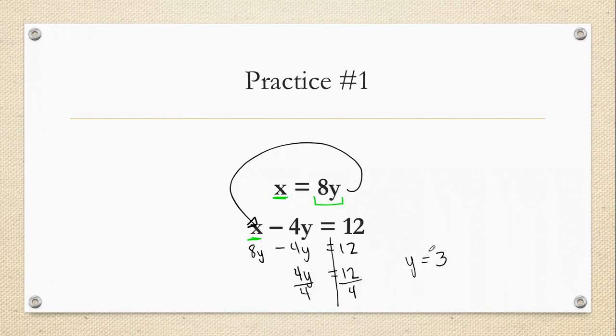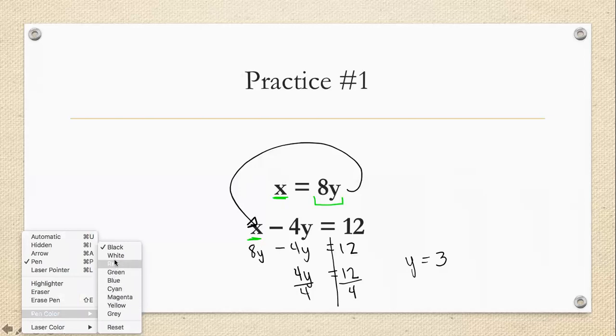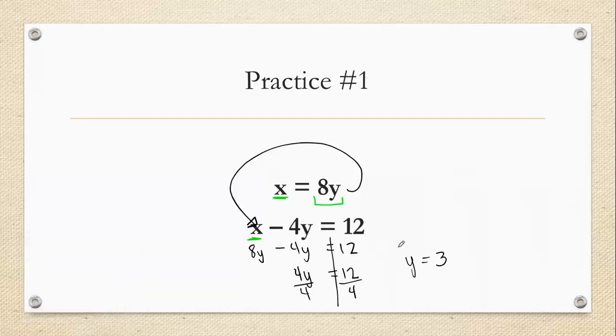So I know y equals 3. So I'm going to use this equation to figure out what my x is. Did anyone get y equals 3 first before I even said it? No, nobody? Okay. So since y equals 3, I'm going to plug in 3 for y. So x equals 8 times 3, which is 24. So my solution is 24, 3.